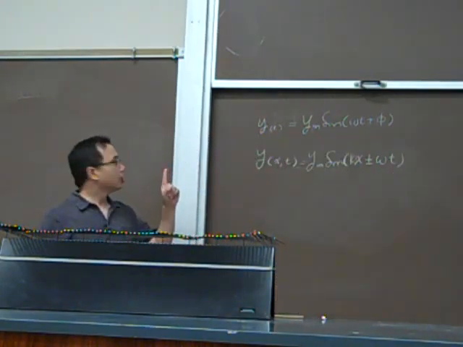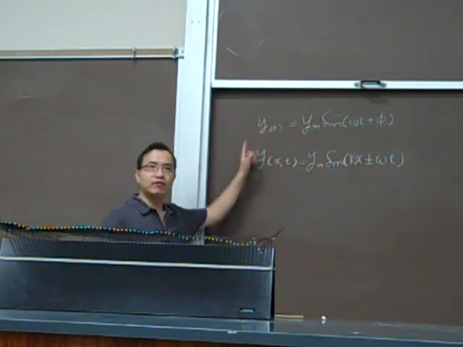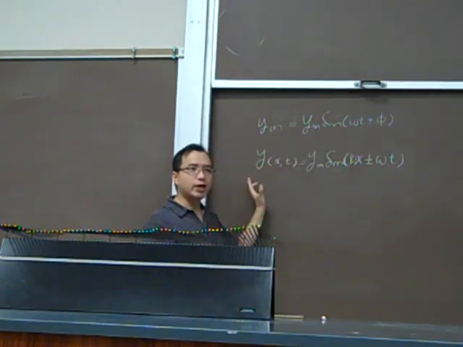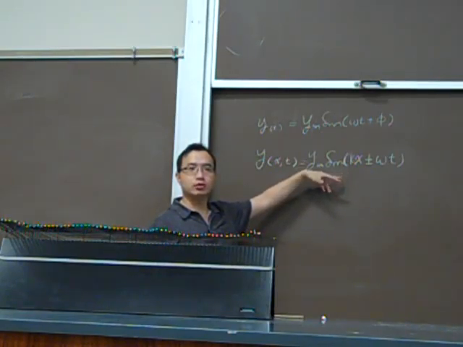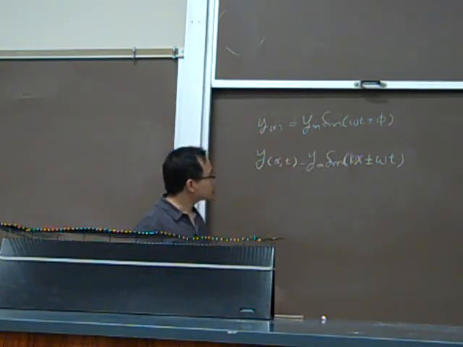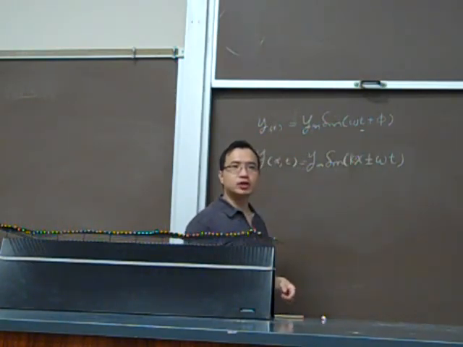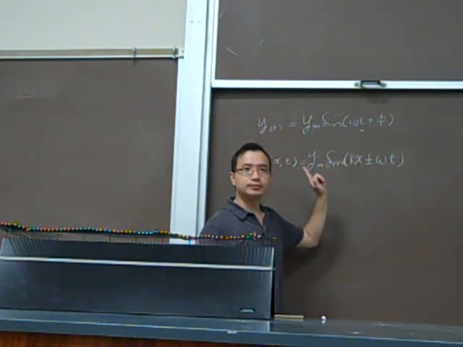Okay, if the oscillation to produce a wave is a simple harmonic function, then the wave also takes the form of a simple harmonic function, sine or cosine. But here you have only one variable, t, and here you have x and t in this form.